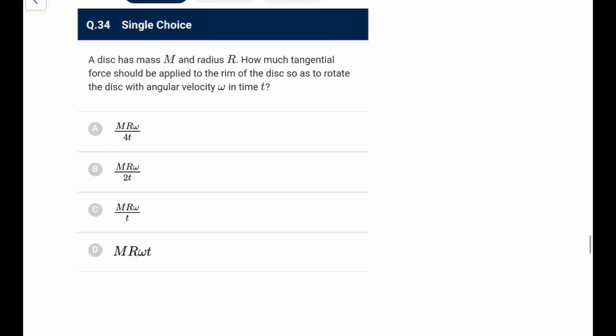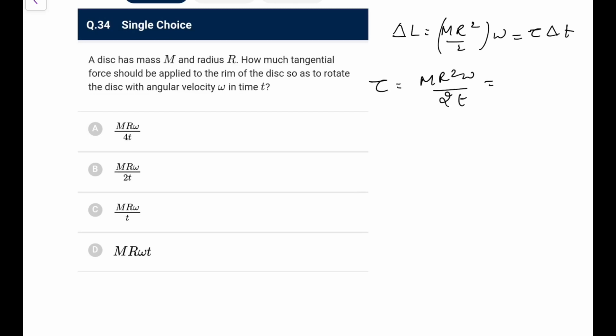Again an easy one. A disk has mass m, radius r. How much tangential force should be applied to the rim of the disk so as to rotate the disk with an angular velocity omega in time t? So in time t, the angular momentum change delta L, it was initially 0, so final would be, for a disk, m r square by 2 into omega, and this delta L would be equal to tau into delta t. So this tau would be m r square omega by 2t, and that would be equal to f into r, as it is applied to the rim. So f comes out as m omega r by 2t. Go for option B in this particular case.